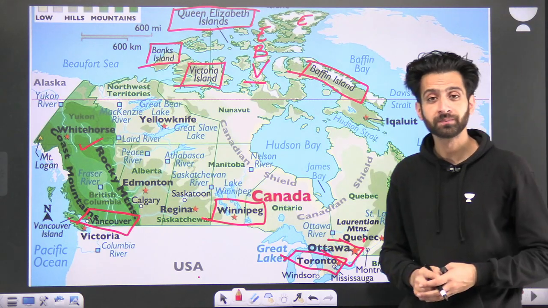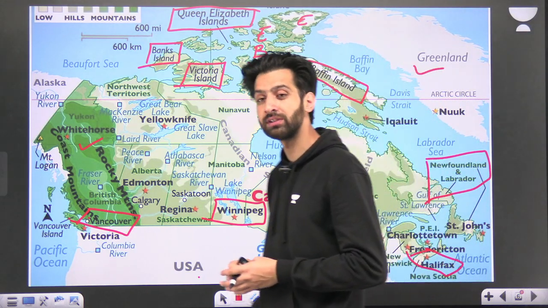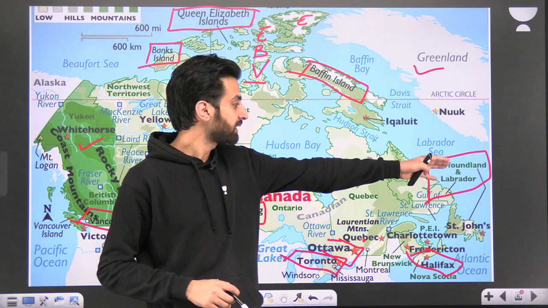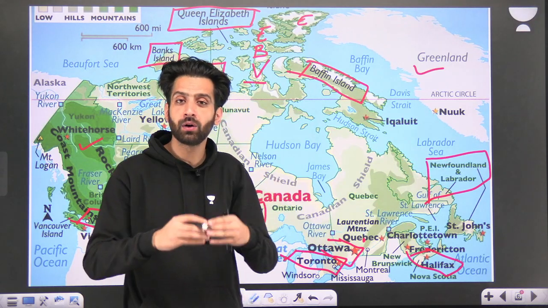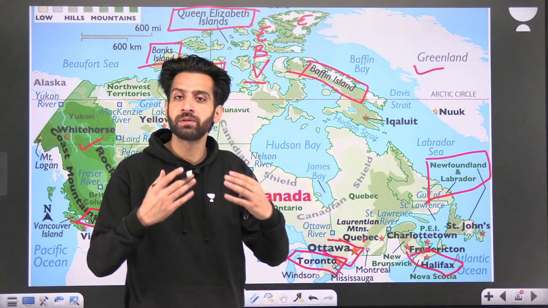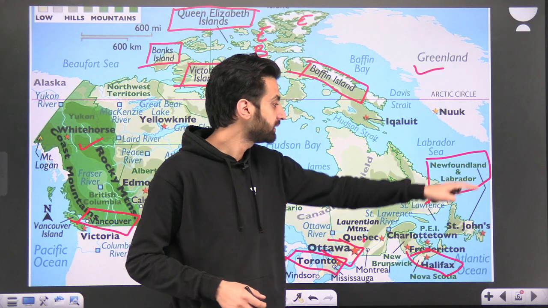What is it famous for? The Grand Bank region in this region. What is it famous for? Fishing. This is famous for fishing because of the mixing of cold current and warm ocean current. This area is famous for fishing. A bulk of fishing is done in this region.